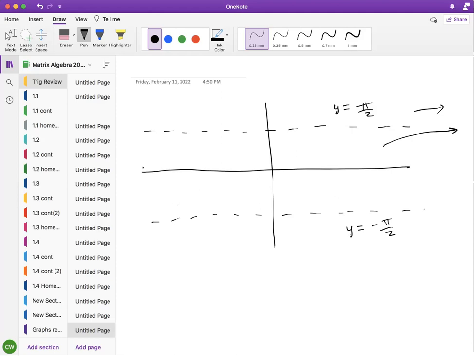And as you're going to negative infinity, what are the values of arctangent doing? They're getting closer and closer to negative pi/2. Those are horizontal asymptotes. So what's happening in between? Well, you know, arctan of 0 is 0.